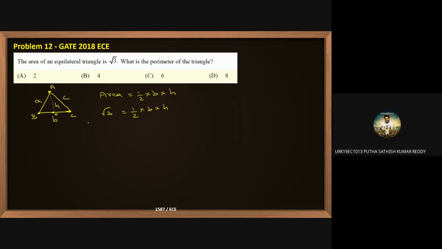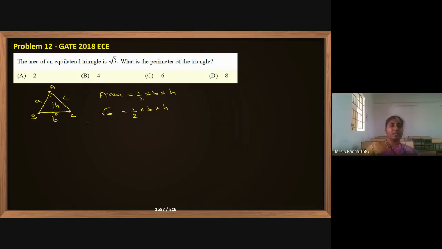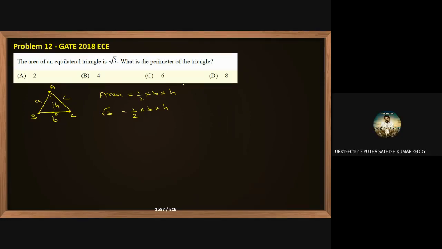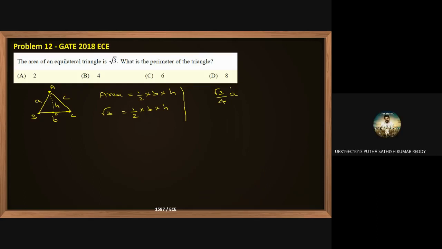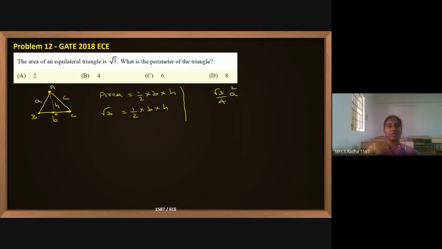Ma'am, we can use the direct formula. Perimeter, but we don't know the values of A, B, C. The area of an equilateral triangle is root 3 by 4 A square, right, ma'am? That's the formula. But anyway, we need the value of any one side.